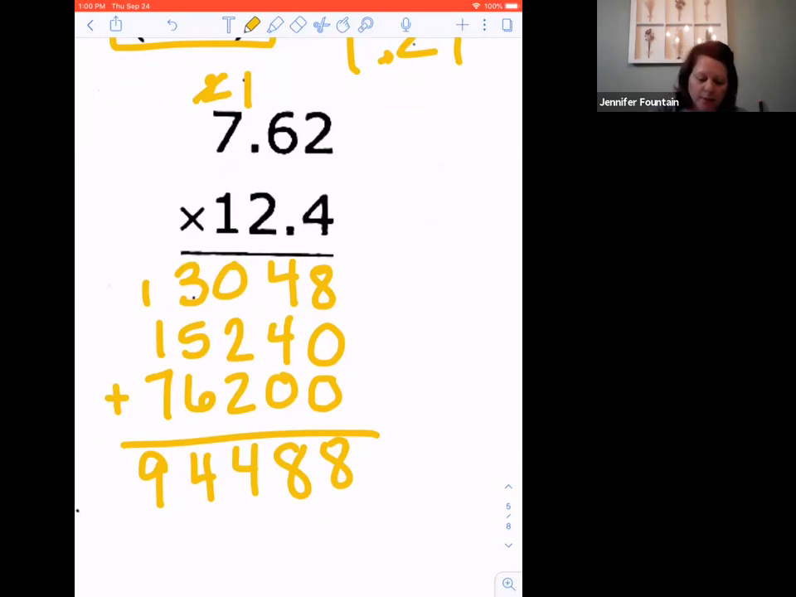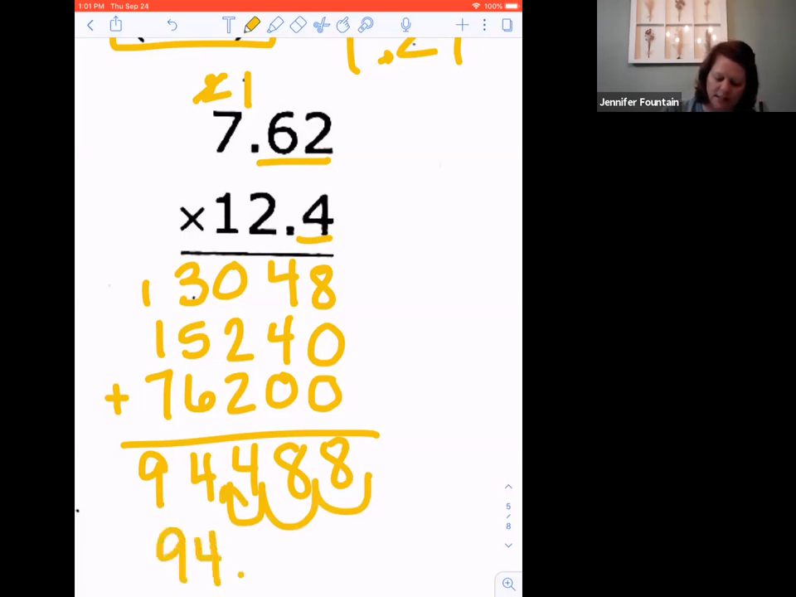So I'm going to look at my original problem. I've got 2 decimal places in my multiplicand or whatever I called it. I've got 2 places in the first part of my problem, 1 place there. So I've got 3 decimal places. I start at the end and I come over, 1, 2, 3. So my decimal is going to go there. So 94.488 is your solution.